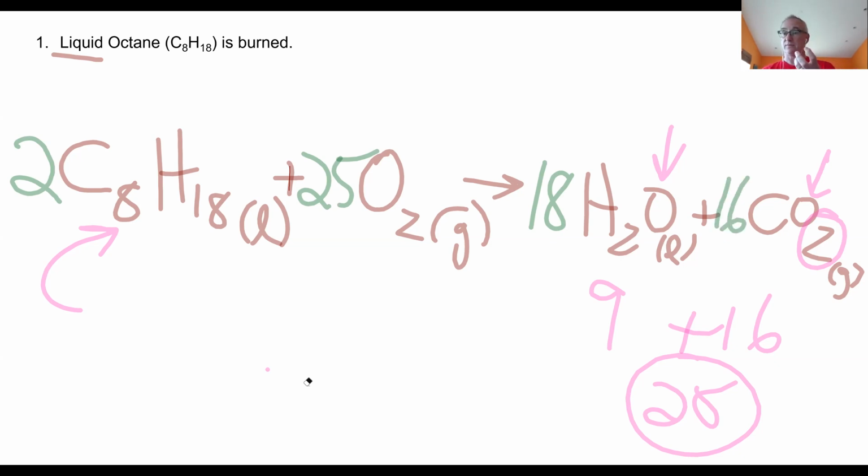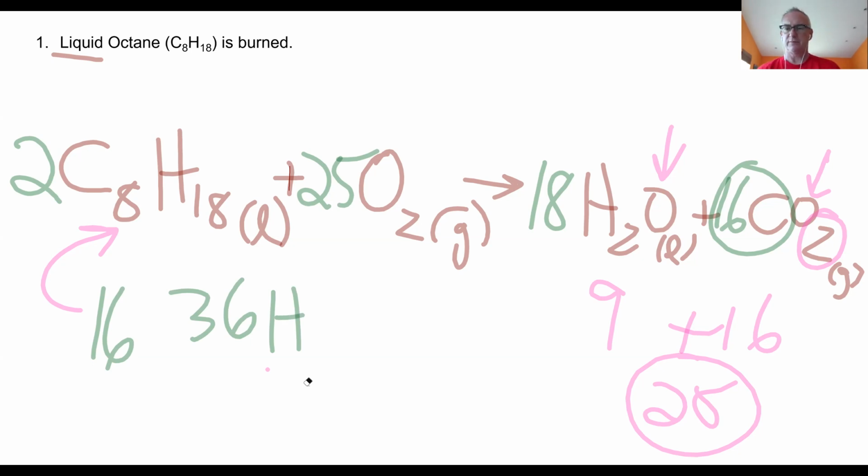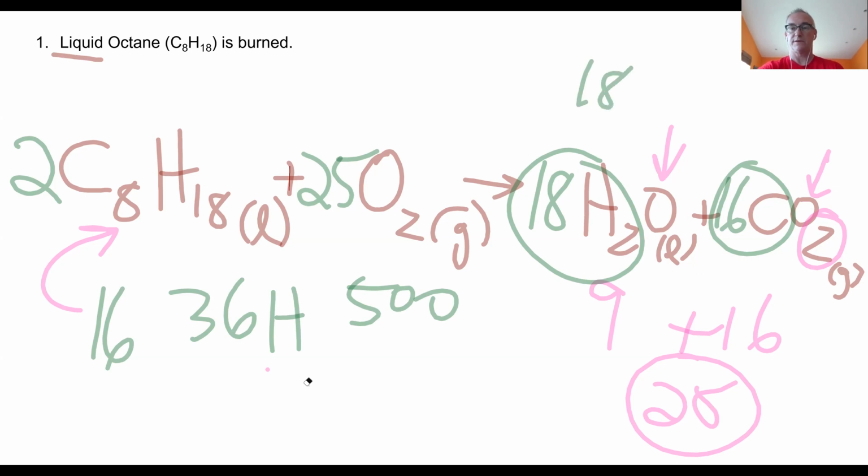And then double check and make sure we've got it right. So 16 carbons and 16 carbons. That's cool. 2 times 18 hydrogens, so 36 hydrogens. 18 times 2 is 36. That's fine. And 50 oxygens. Now remember, oxygen atoms and oxygen molecules are different, so we need to count the atoms, not just the molecules. So we have 18 times 1 over here, so there's 18 oxygens. And then 16 times 2, that's 32 oxygens. And 18 plus 32 is 50.